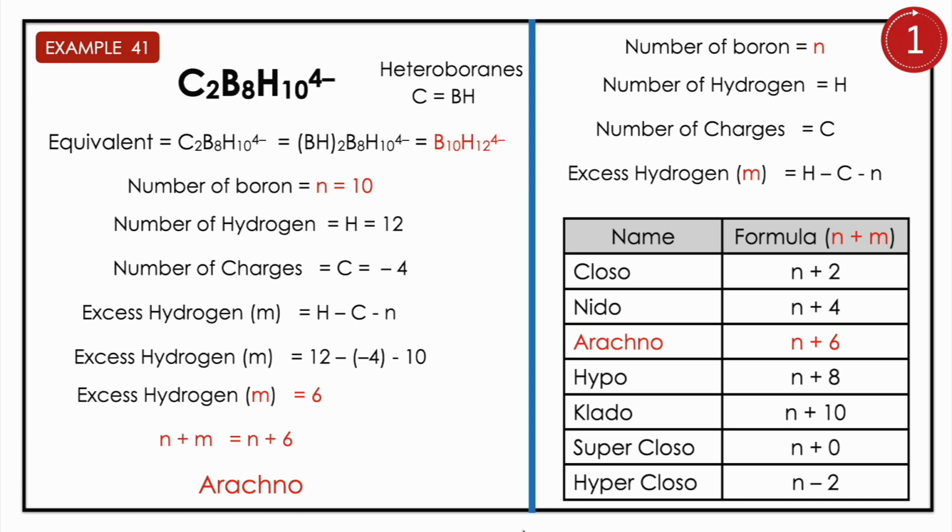The excess of hydrogen will be M equals H minus C minus N. If you substitute the values, you have 12 minus minus 4 minus 10. If you solve it, you have M equals 6. M is 6 means it is an N plus 6 system. If you look at the table, N plus 6 means an arachno structure. So according to Wade's rule, C2B8H10 4 minus has the arachno structure.